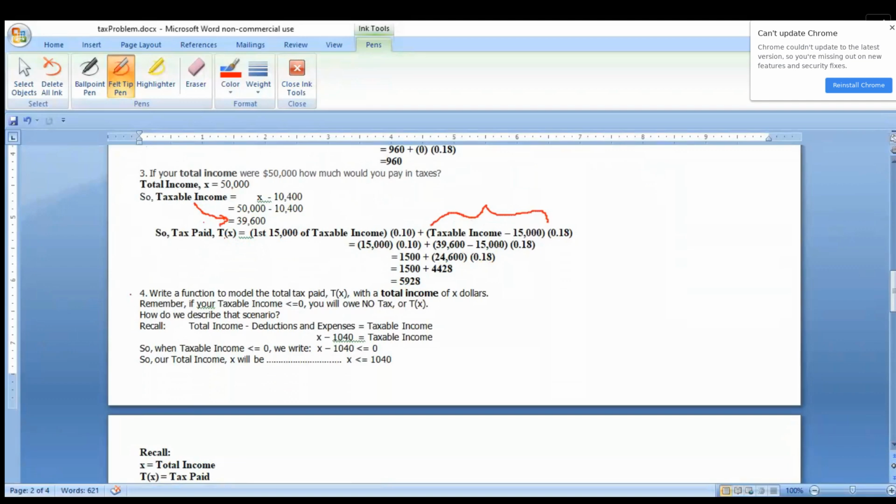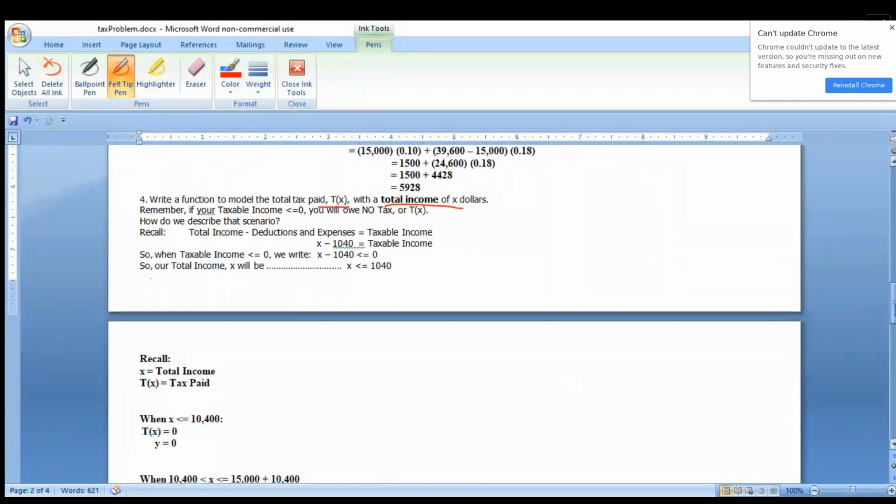So now number 4, write a function to model the total tax paid T of X, which we've been using all along, with a total income of X dollars, which we've been using as our total income all along. But they want us to write a function to model it. We've got 3 different rules here for this function. Notice for this last one, we use both sides of the equation.